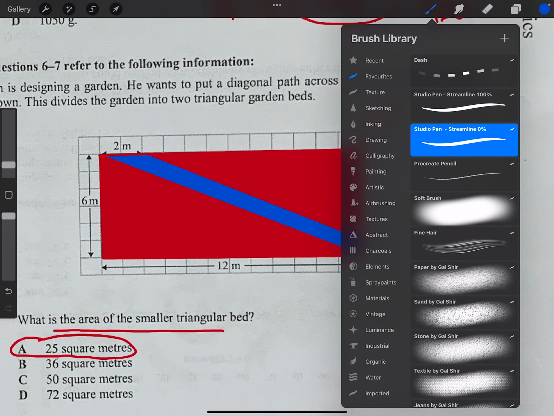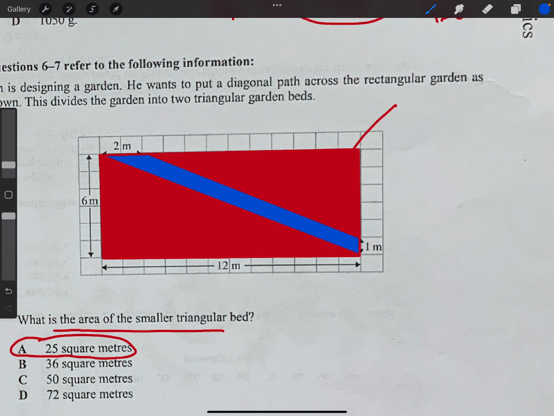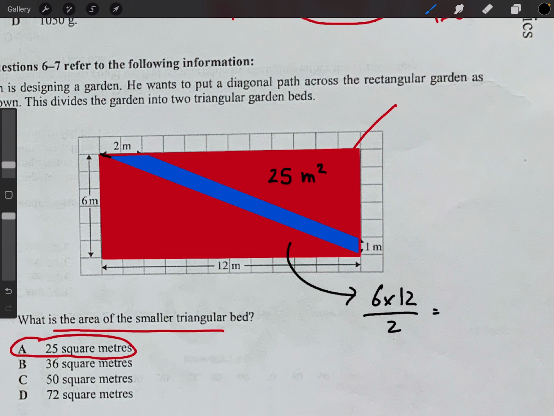The blue one. We know that the area of the small triangle was 25 meters squared. Now what's the area of the bottom triangle? The bottom one is made up of 6 times 12, and then we divide it by 2, half of it. 6 times 12 is 72, half of that is 36. So this one will be 36 meters squared.